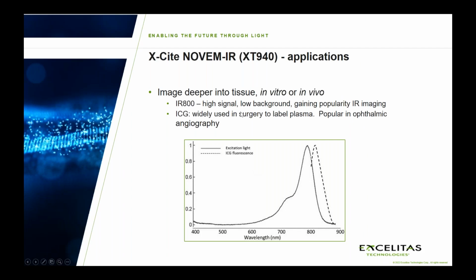And then, of course, with the IR, and Gerhard has shown you some amazing images of this, the IR allows you to image deeper into the tissue, in vitro or in vivo. And because it's infrared light, it penetrates deeper into the tissue with higher signal and lower background noise. And as I mentioned, it is gaining popularity in IR imaging because surgery is moving there, because ICG is FDA approved.